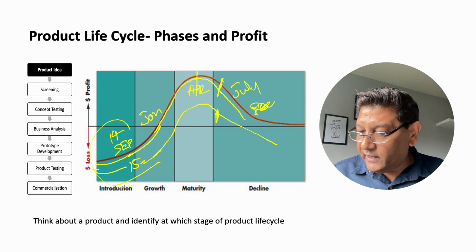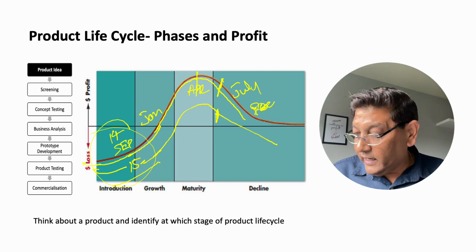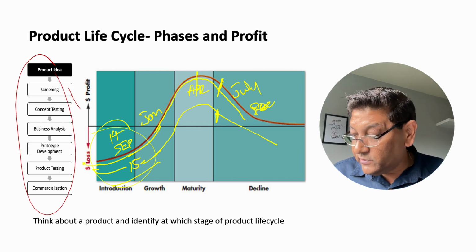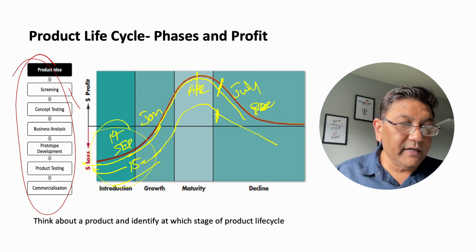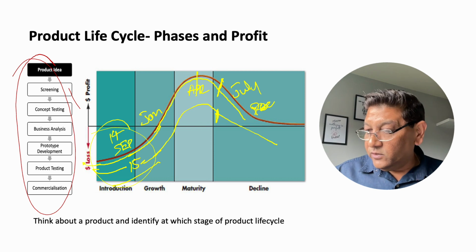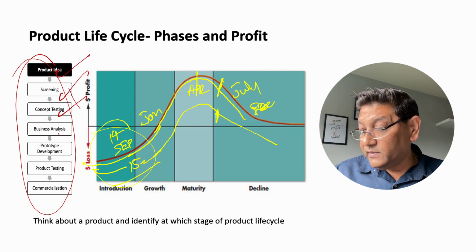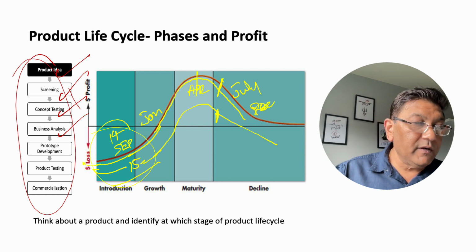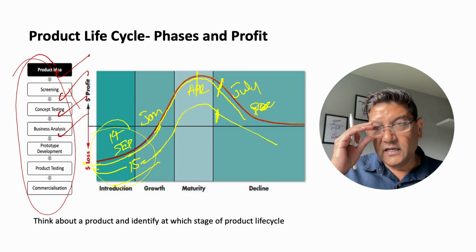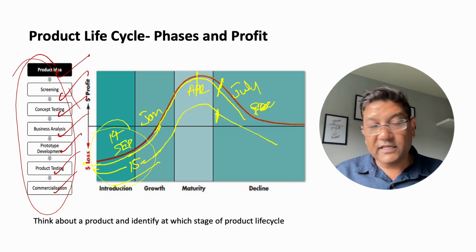So what is happening over here? The research and development in the background is continuous. It never stops. They keep spending money on research and development to come up with new features, to come up with new product ideas. They screen, they test the concept, they do the business analysis. Can we deliver that feature or not? Do we need more people or more other organizations to join with? Product development, product testing, and then commercialization.